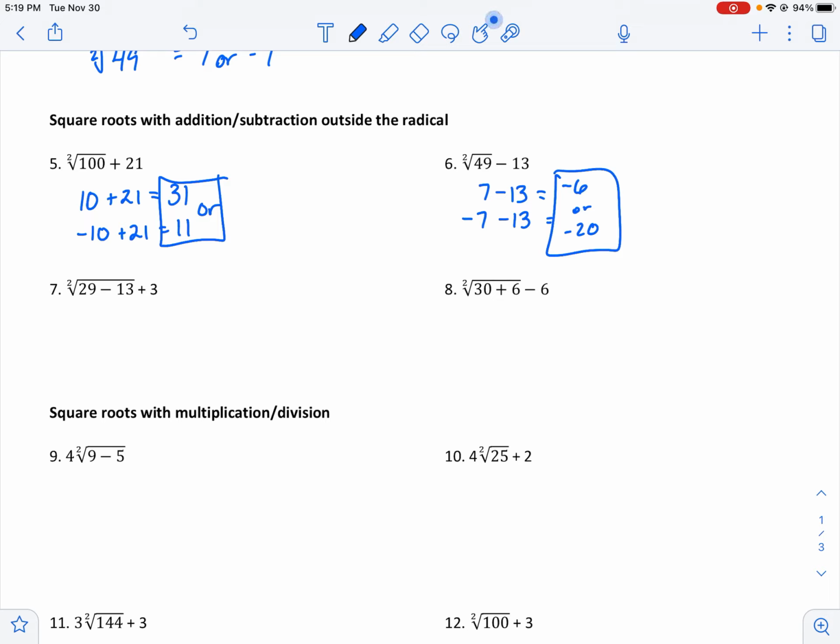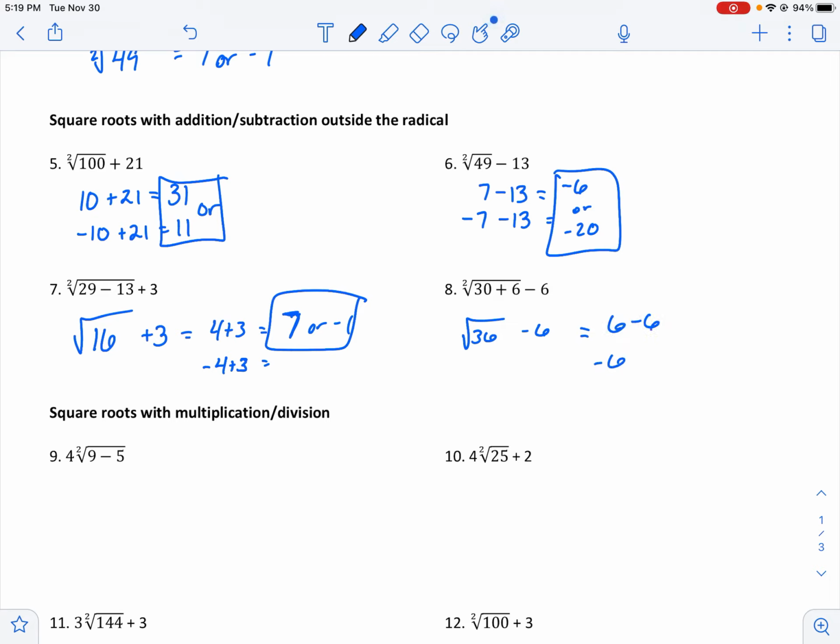Alright, I'd like you to take a second and try 7 and 8. Again, pause the video, unpause to check your work. And this would be either 4 plus 3 or negative 4 plus 3. So you get 7 or negative 1. And this would either get you 6 minus 6 or negative 6 minus 6. So you get 0 or negative 12, depending on which square root you're talking about.